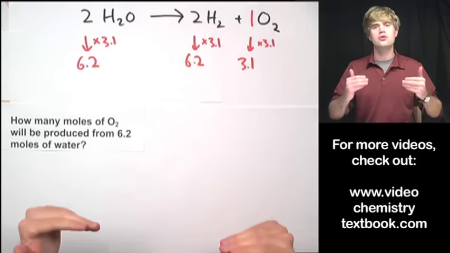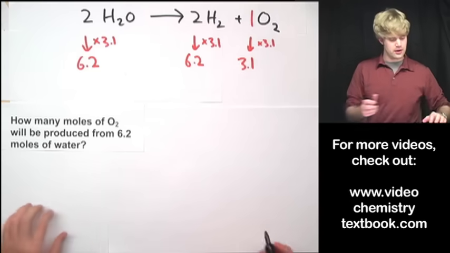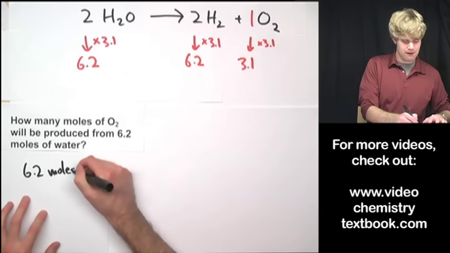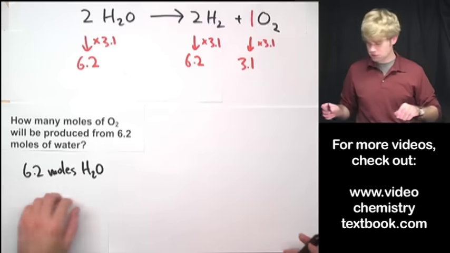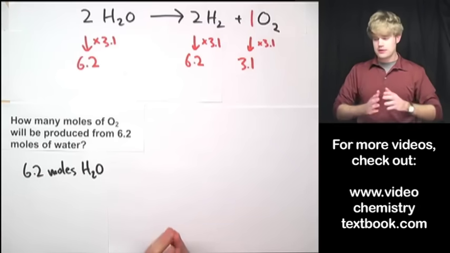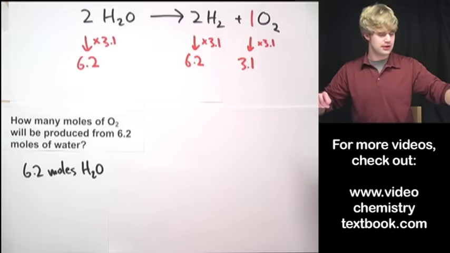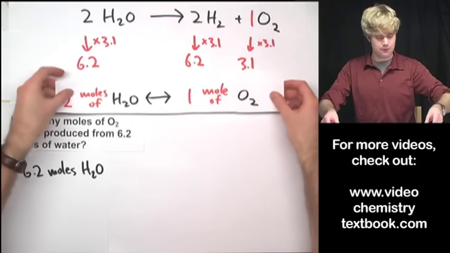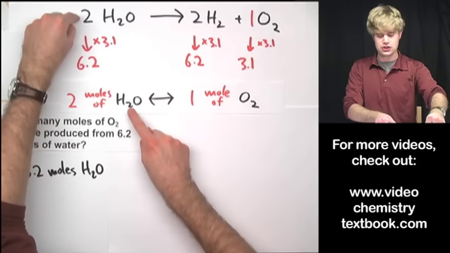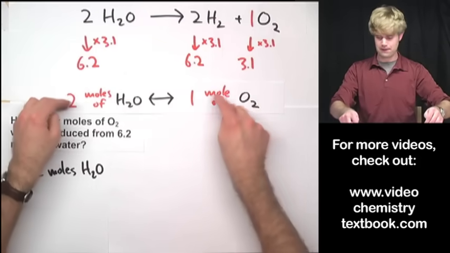Now let's look at how we can do this using conversion factors. What we're going to do is start with 6.2 moles of H2O. Now I want to write a conversion factor that tells me the relationship between the moles of water and the moles of oxygen. We can sum it up with this: for every 2 moles of H2O, I get 1 mole of O2. 2 here, 1 here.